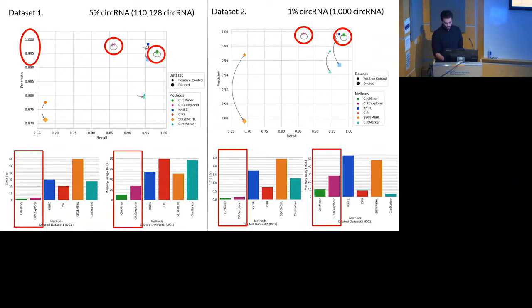The thing is that SIRC-Miner has more than 10% higher recall on these simulation datasets. So you might say that on dataset 1, SIRC-Explorer actually has higher precision, but you should also keep in mind that the scales on the plots are different. So the difference in the precision on dataset 1 is not that big. And when we compare time and memory usage, SIRC-Miner generally has the best performance.